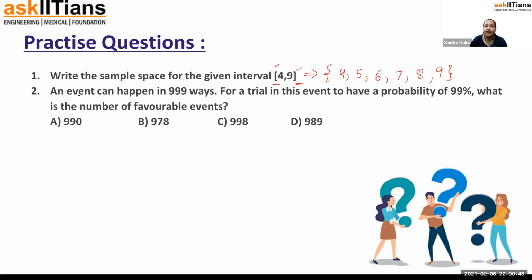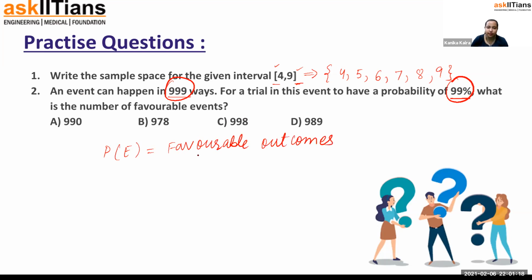Next question. An event can happen in 999 ways. For a trial in this event to have a probability of 99%, what is the number of favorable events? So in this, the probability is already given to you, and the total number of outcomes is given to you. You need to find out the favorable outcomes. We know that the probability of an event is given by favorable outcomes divided by total outcomes.